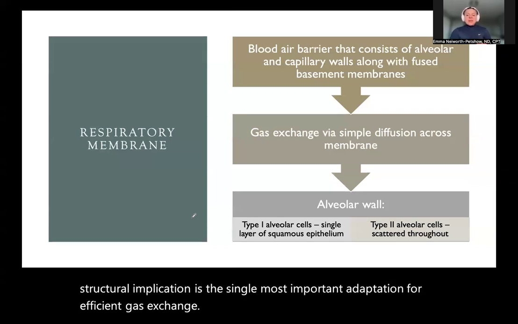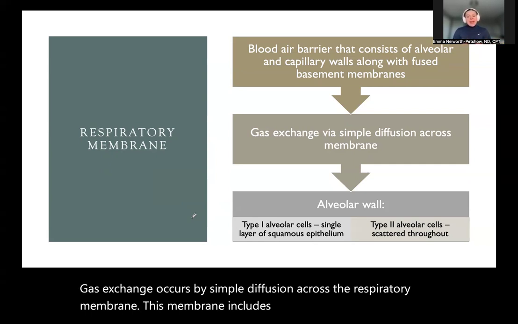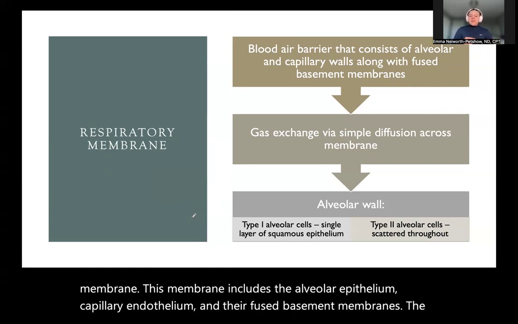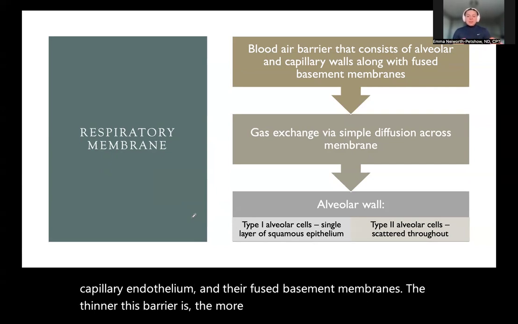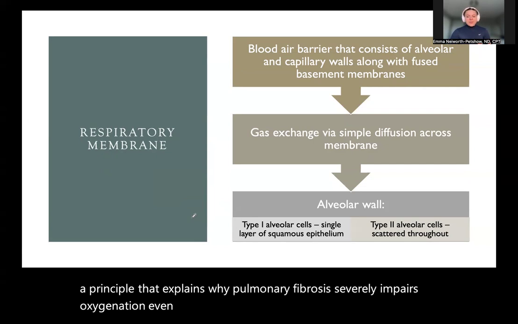Gas exchange occurs by simple diffusion across the respiratory membrane. This membrane includes the alveolar epithelium, capillary endothelium, and their fused basement membranes. The thinner this barrier is, the more efficient diffusion becomes, which is a principle that explains why pulmonary fibrosis severely impairs oxygenation even when ventilation is normal.